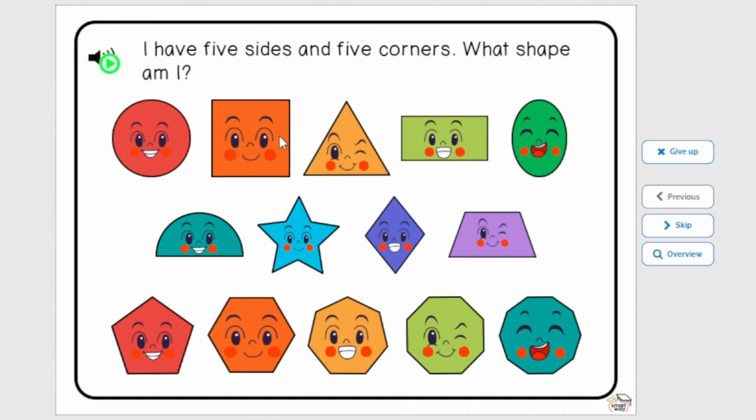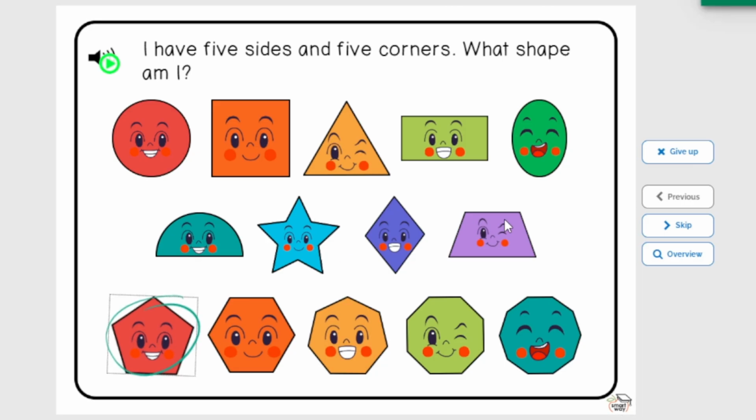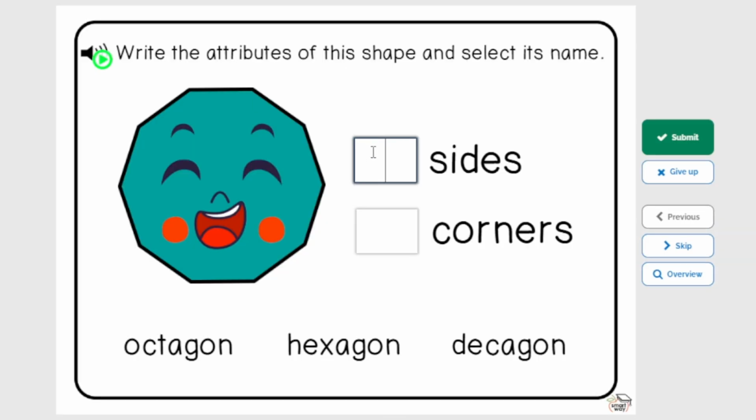I have 5 sides and 5 corners. What shape am I? Write the attributes of this shape and select its name.